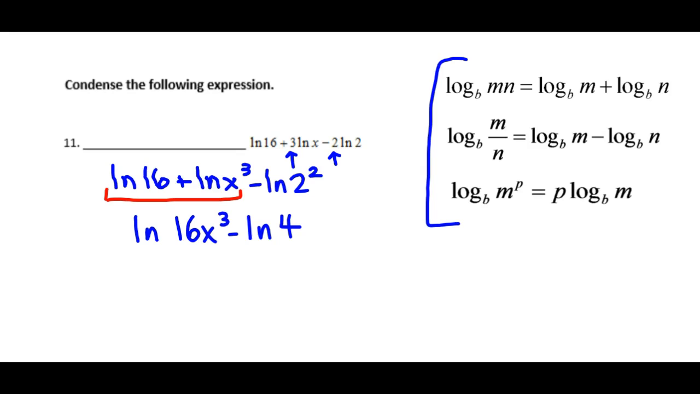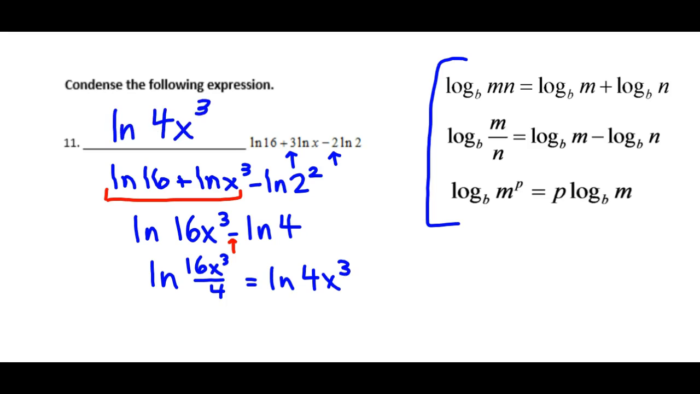And then what I see is that since these two are being subtracted, I can go ahead and change this into one single log of 16x to the third divided by 4. Simplify that. That's the natural log of 4x cubed, because 16 divided by 4 is 4. Final answer.